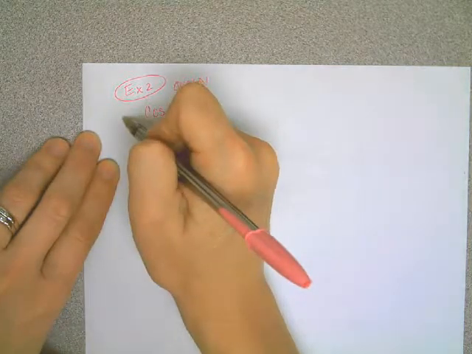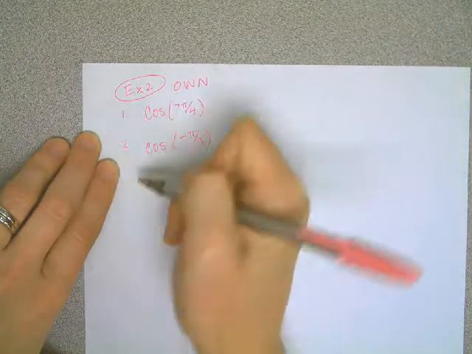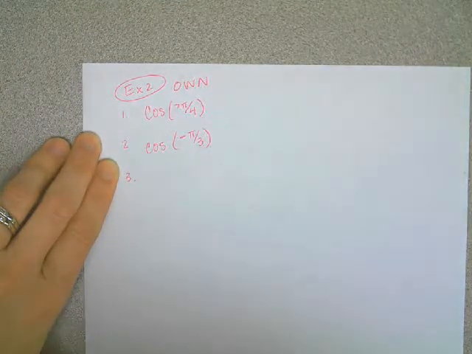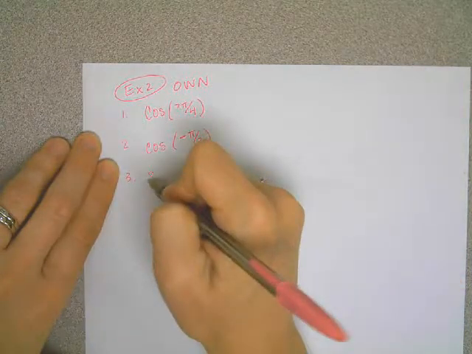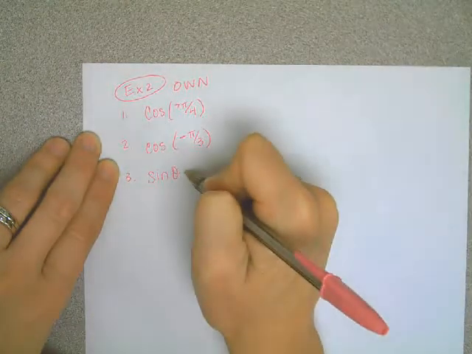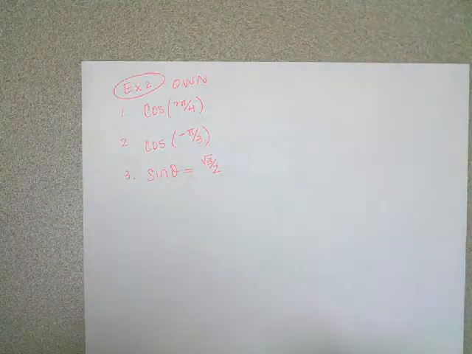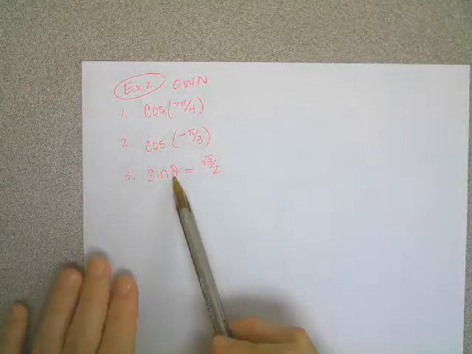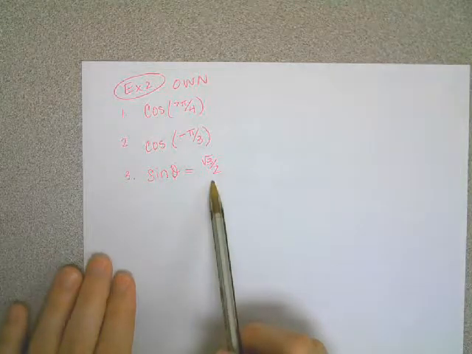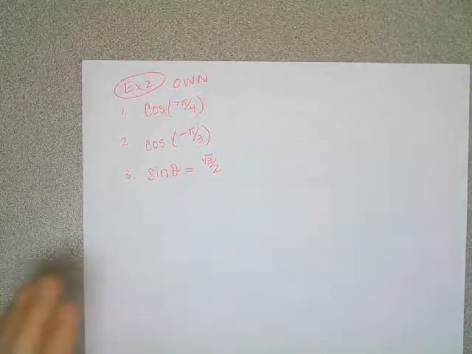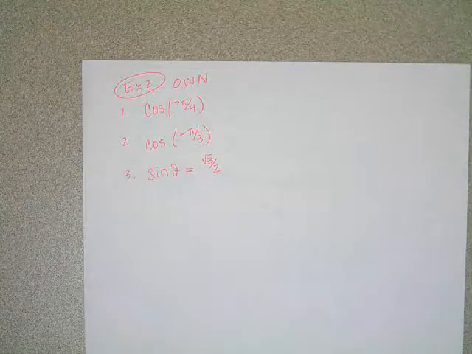And then I would also like you to find what angle does sine equal square root of 3 over 2. So sine of what equals square root of 3 over 2. So I'm kind of making you work backwards here. I want you to find all the possible angles where sine is square root of 3 over 2. So pause the video, go try to solve these, and then come back.